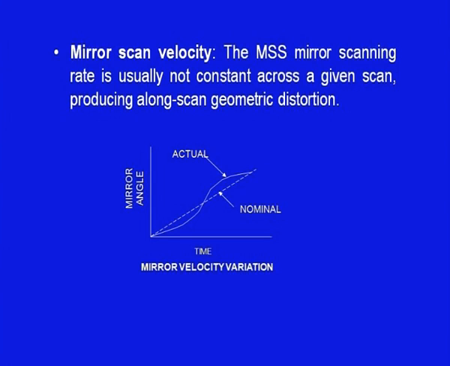Next is mirror scan velocity. The mirror scanning rate is usually not constant across a given scan and produces along scan geometric distortions. The figure below shows the actual path of the mirror with mirror angle against the calibrated motion path. It may be noted that this type of error probably is no more applicable in the current sensor technology, which is being used, which is charge coupled devices. The earlier MSS sensors which carried a mirror type of scanning procedure, this type of error had to be accounted for.